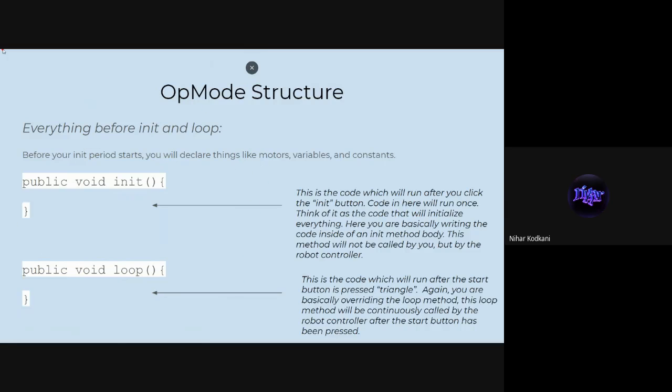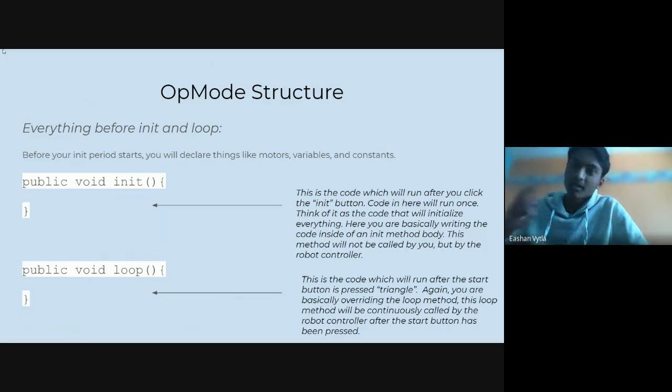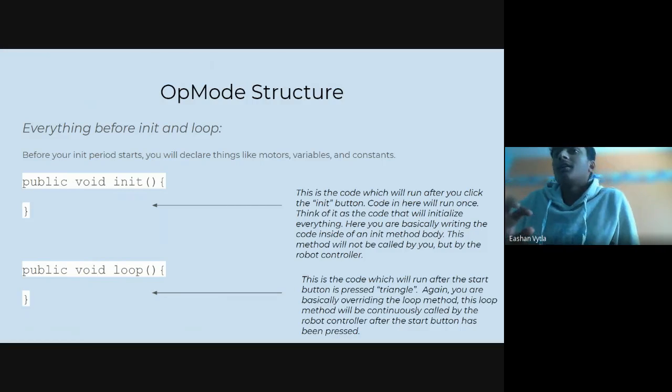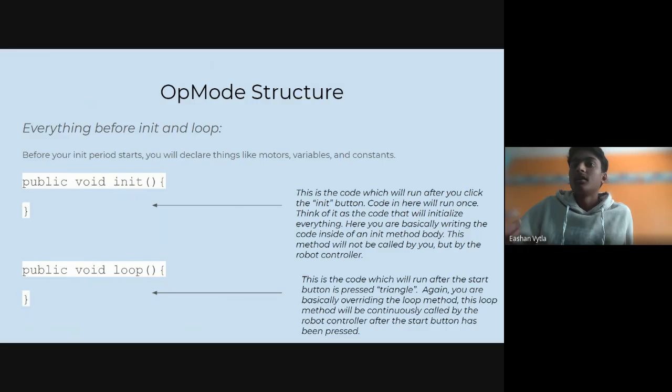All right, so if not, we can move on to op mode structure. So Ishan, would you like to go over that? Yeah, so we talked about methods, and the op mode structure is basically a framework built by FTC to make it easier for you guys to start programming and actually learn the important parts about robotics.